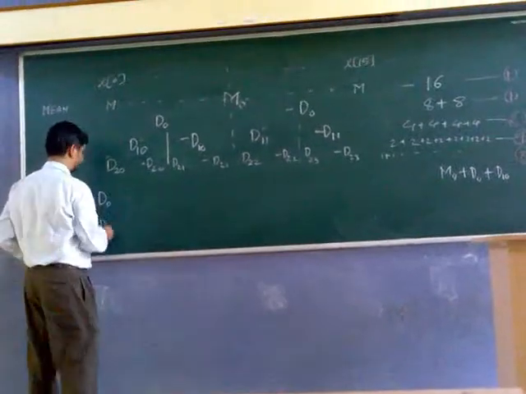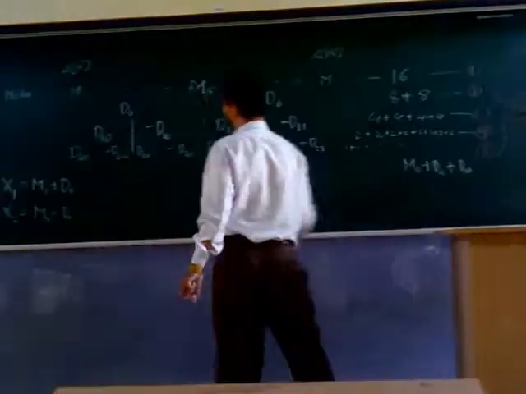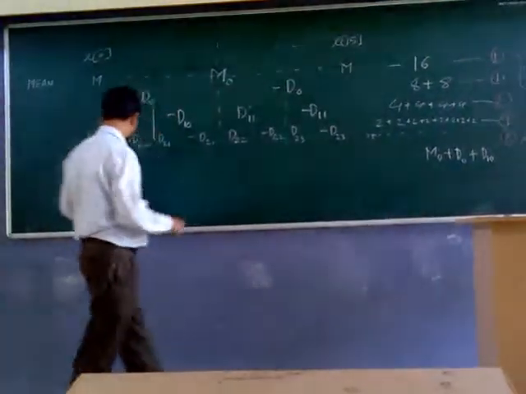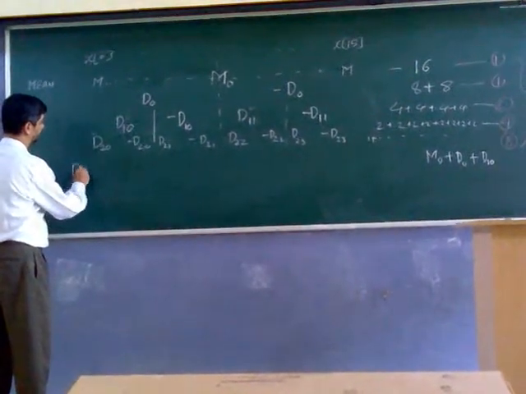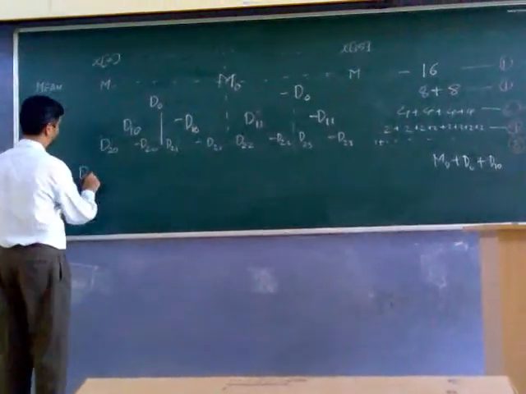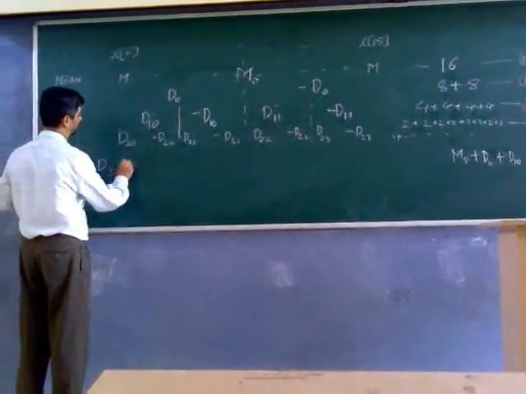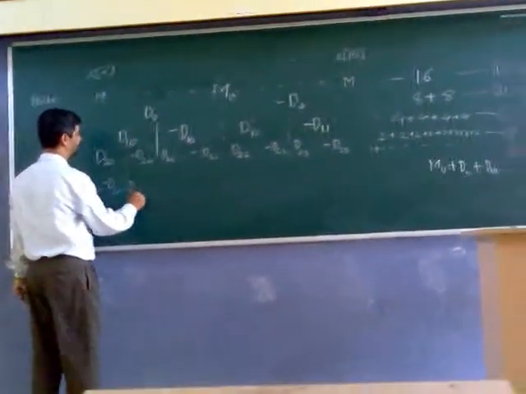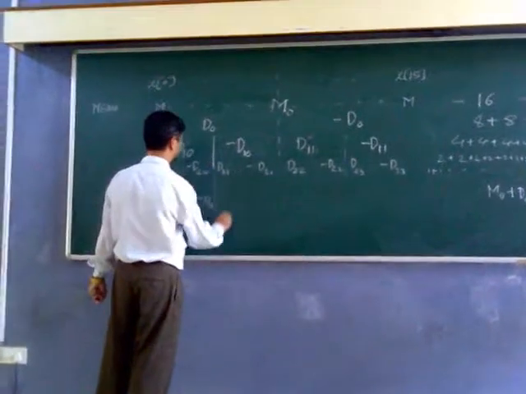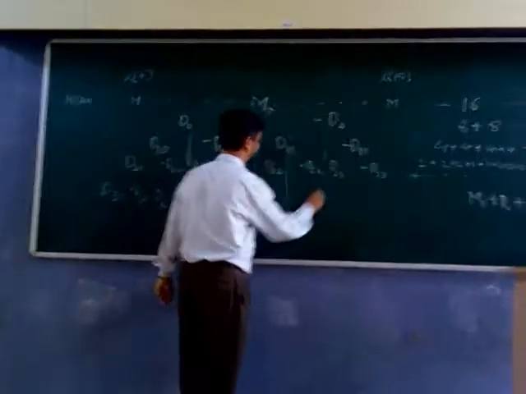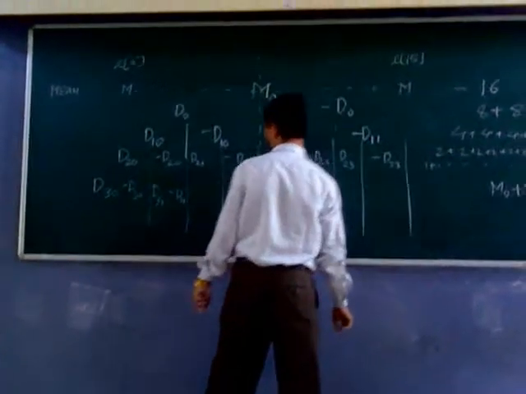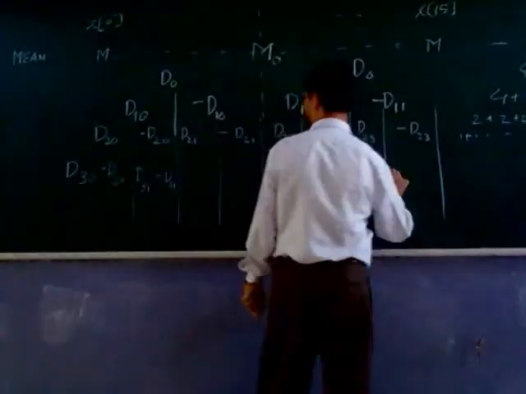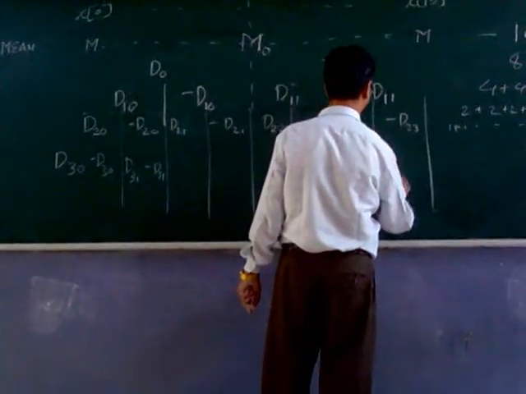Then what? Next is D, so here again 2, D30 minus D30, right? In that D31 minus D31. Likewise, it would be 0, 1, 2, 3, 4, 5, 6, 7. We'll be having D37 minus D37.